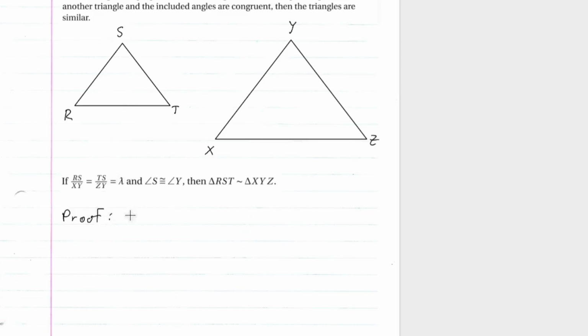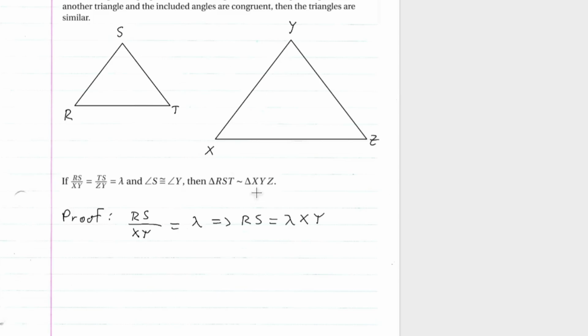So we have that RS over XY is equal to lambda, and this implies that RS is equal to lambda times XY. So this basically tells us that RS is equal to some proportion times XY, and in the picture you can see that XY is just bigger than RS, right? So it's a proportion bigger than RS.